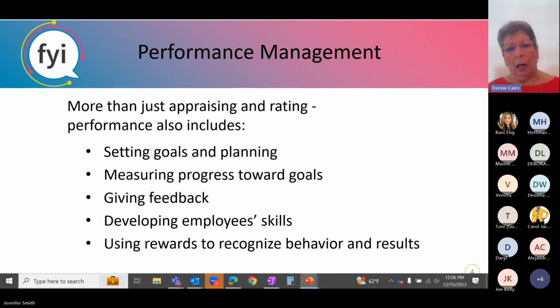We also need, in performance management, to consider developing employee skills. And we'll see this means things like training, on-the-job training, as well as formal training, etc. And then performance management also includes using rewards to recognize behaviors and the results that employees achieve.